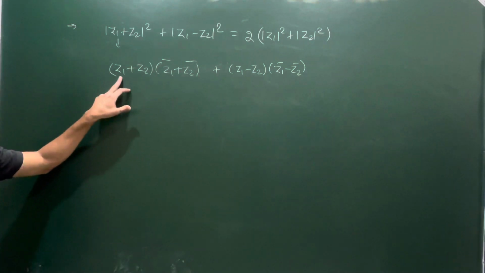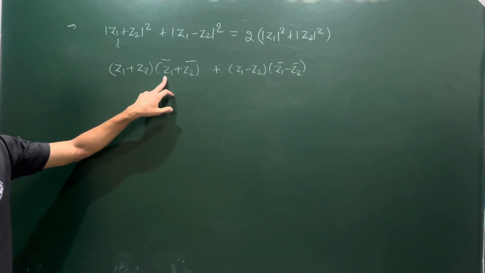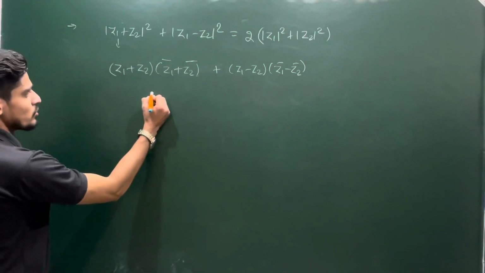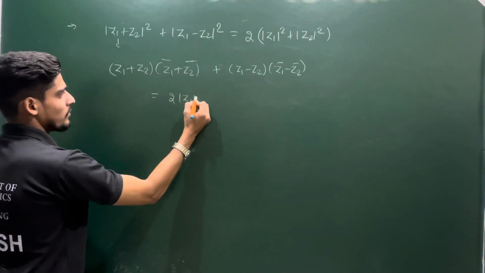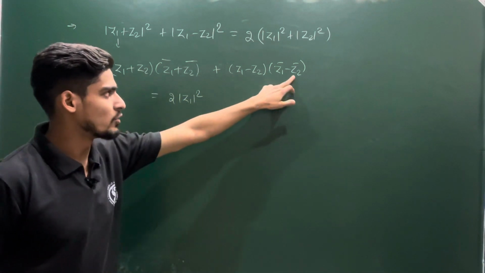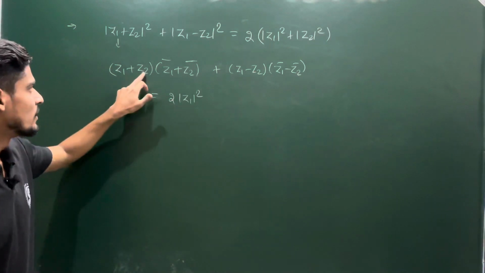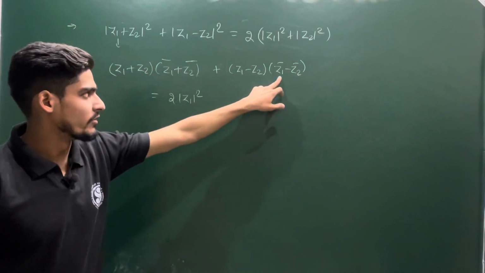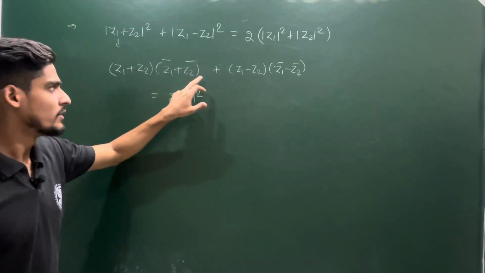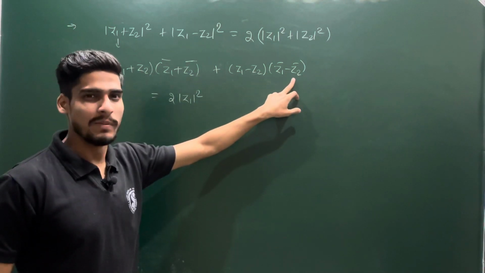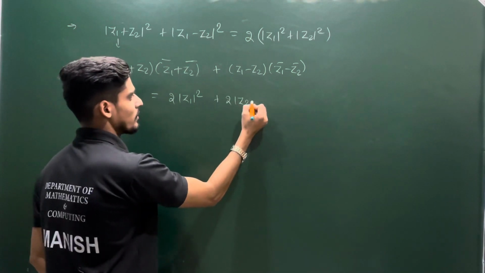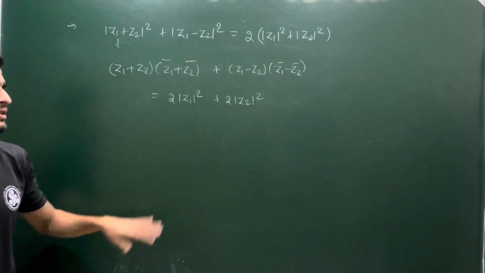Now if you compute this, you see z1 z1 bar will give you mod z1 square, and again mod z1 square. So you are going to get 2 times mod z1 square. The z1 z2 bar terms will appear with a negative sign as well, so they will get cancelled out. Similarly z2 z1 bar with the negative will get cancelled out. z2 z2 bar will be mod z2 square, positive, so you will have 2 times mod z2 square. So this is a small thing.